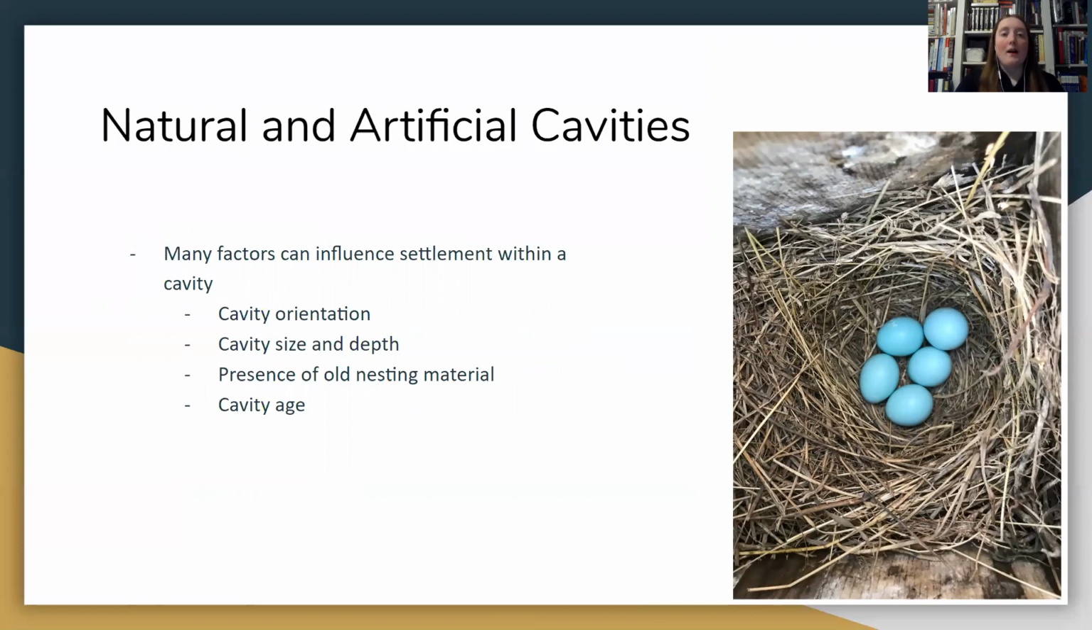So while the environmental factors of an area surrounding a nest can influence whether settlement will occur at that location, the aspects of the cavity itself can also impact whether settlement will occur. These factors can be things like cavity orientation, so the location that the box entrance is facing, whether it be towards an open field or towards a tree line, cavity size and depth, presence of old nesting material, and cavity age can all impact whether settlement will occur.